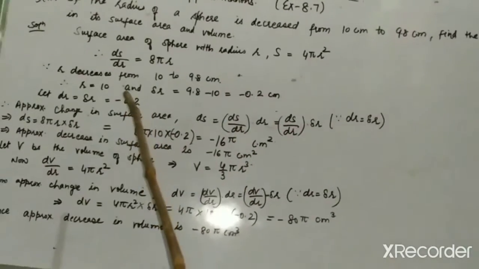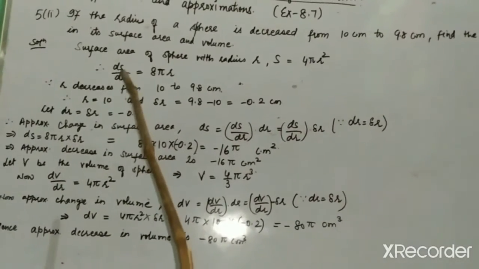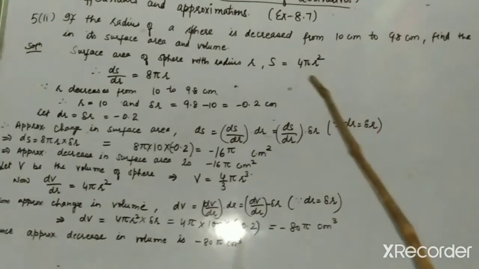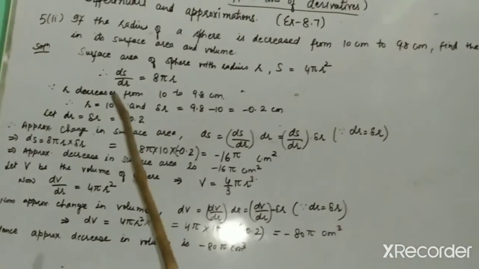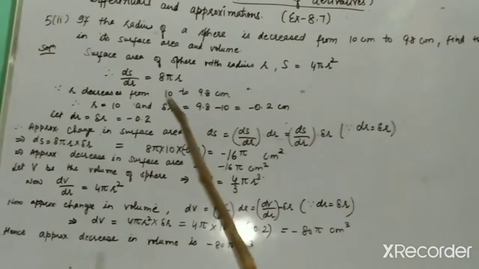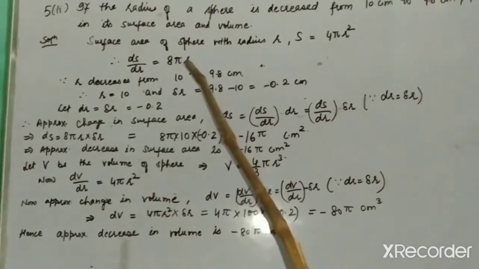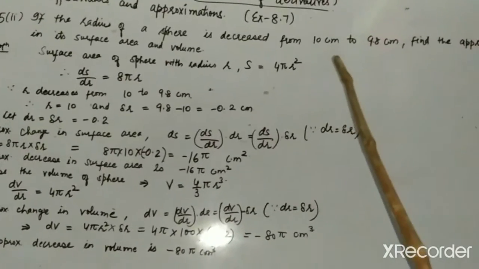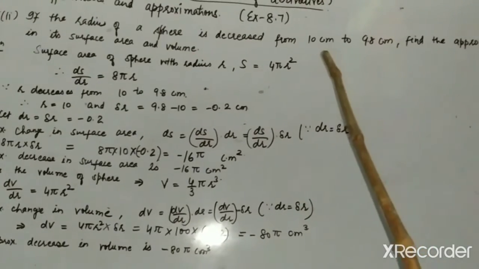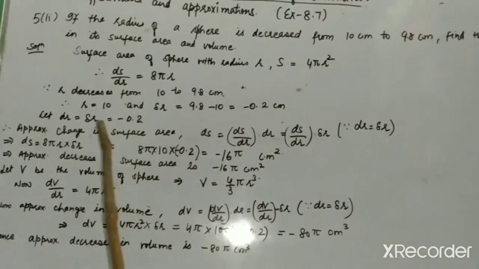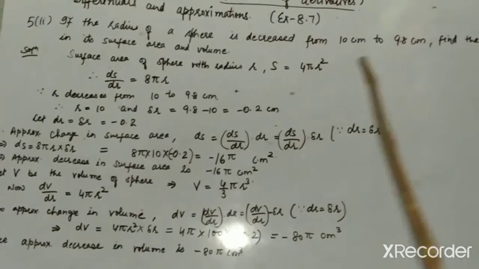volume. Students, all of you know that the surface area of a sphere with radius r is 4 pi r square. Now we'll differentiate this with respect to r. We'll get dS by dr equals 8 pi r. Now we are given that this radius is decreasing from 10 centimeter to 9.8 centimeter. So let us take this change.